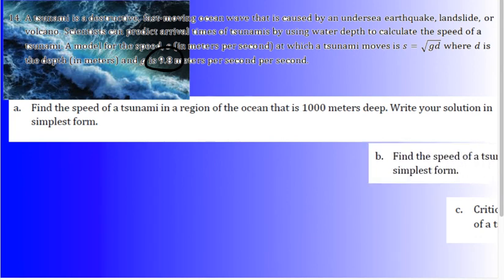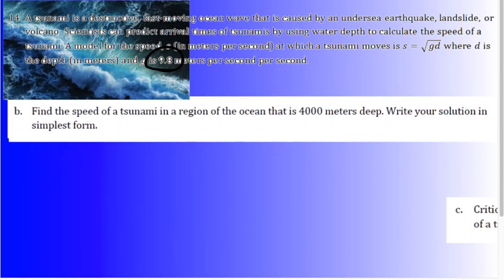So number 2, or letter B, find the speed of a tsunami that is 4,000 meters deep. Write your answer in simplest form. So same kind of idea. 9.8 times 4,000. So 39,200. Split that apart and let's see what works there.